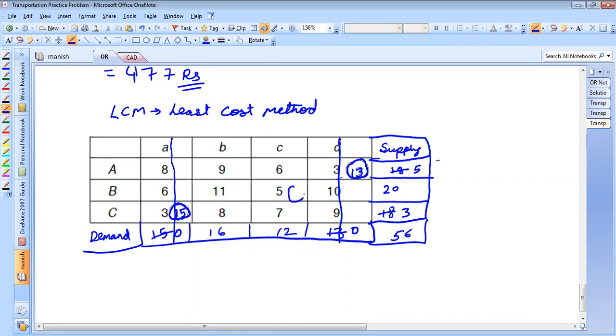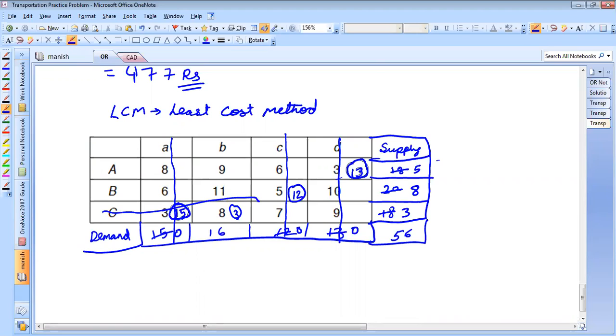Then the least cost is 5. So in this 5, we will select this 20, 12. So this becomes 8. This becomes 0. So here it is 12. Any doubts? This gets eliminated. Then 8 is the minimum. For 8, we will allocate 3.